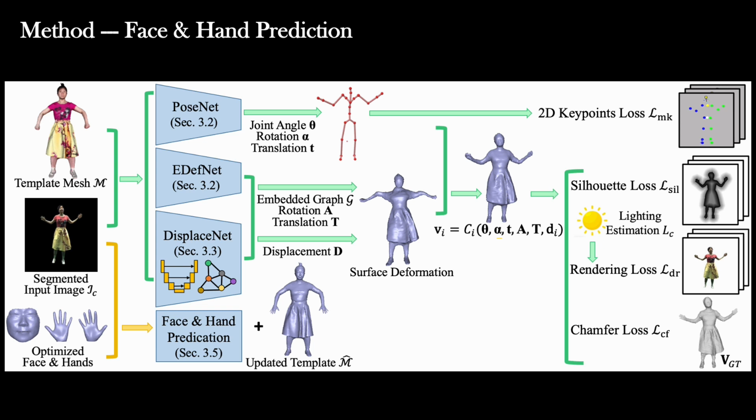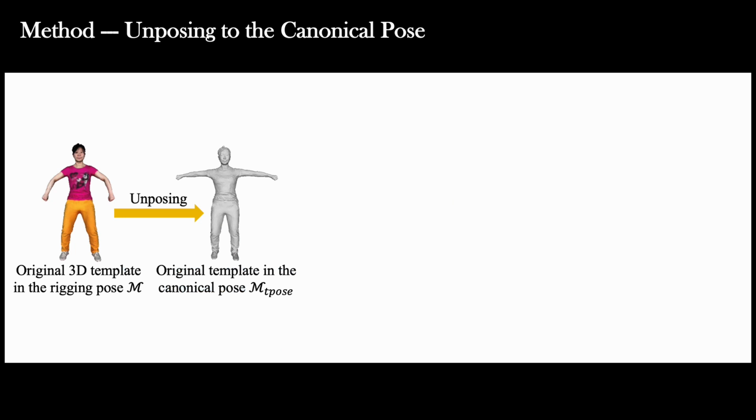We then replace the corresponding template parts with parametric hand and face models. The original 3D template mesh in the rigging pose can differ in terms of its local rigid rotation with respect to the face and hand models. For better optimization for the personalized face model and hand stitching, we unpose the original 3D template to the canonical pose using dual quaternion skinning.